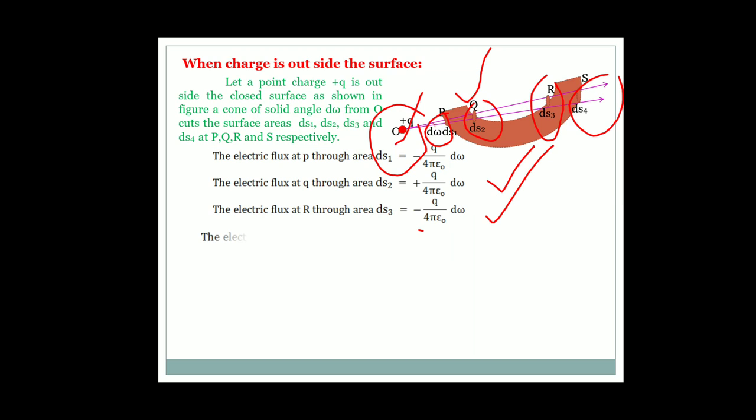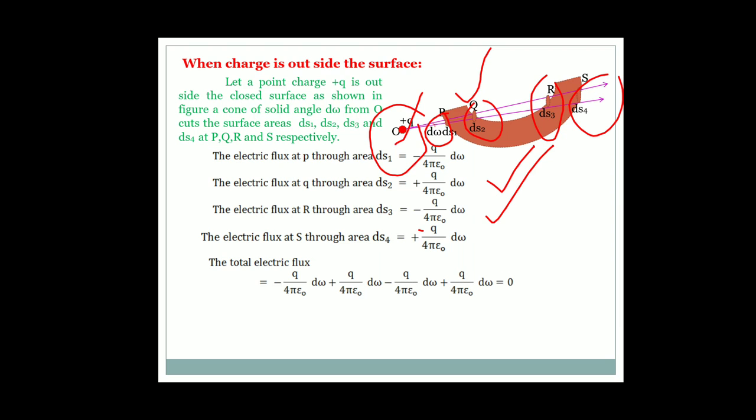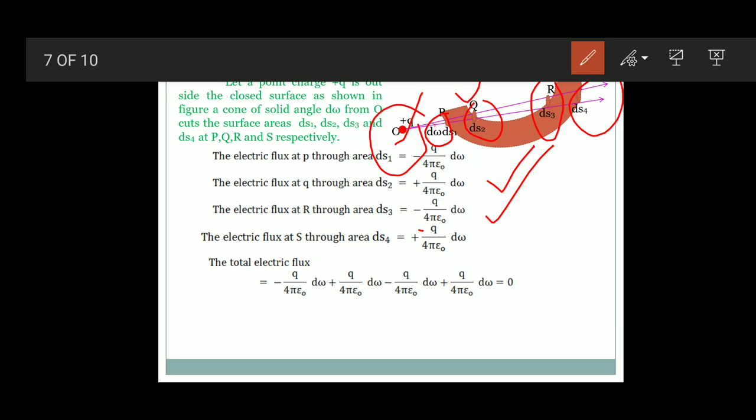And at the fourth place, at S, the electric flux through dS4 is plus q by 4 pi epsilon naught into d omega, because the lines of force are coming from the closed surface. Now, what is the total flux? The total flux is equal to the sum of all these four: minus q by 4 pi epsilon into d omega, plus q by 4 pi epsilon d omega, minus q by 4 pi epsilon d omega, plus q by 4 pi epsilon d omega.